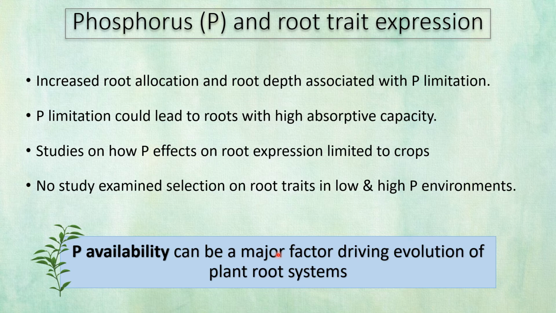Current studies done on how phosphorus affects root traits are all done on crop cultivars, but not on natural populations displaying natural diversity. In addition, no study has linked root trait variation with plant performance and measured selection under high and low phosphorus settings. And that brings me to my study.